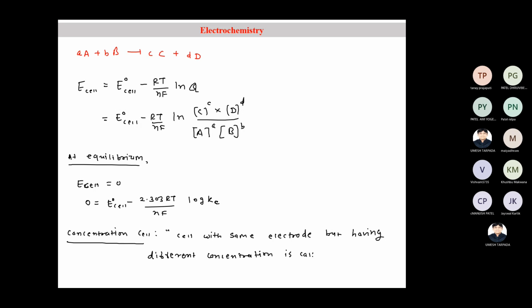This is called an electrochemical cell. Sorry, concentration cell. The same electrode will be there, so the standard cell potential of anode and cathode will both be the same, but the sign will be different, so the standard cell potential becomes 0. For this cell, standard cell potential is equal to 0.